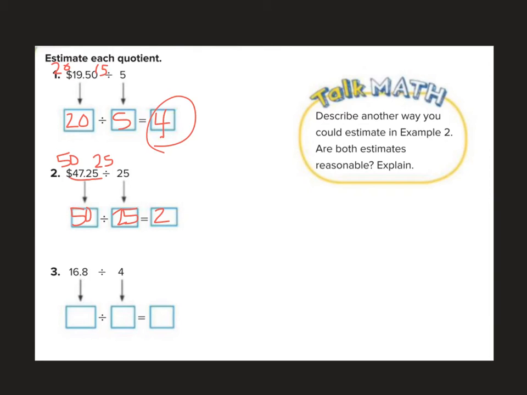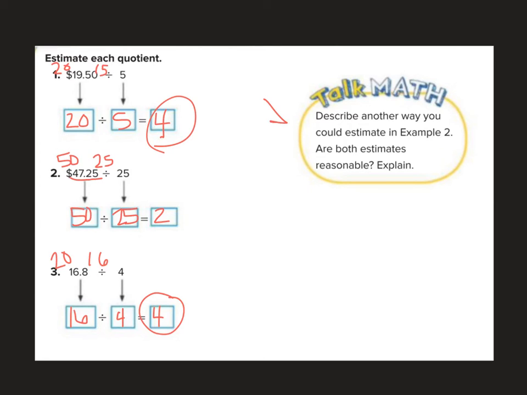16 and 8/10 divided by 4. 4, don't mind 4, okay? 4 is going to have me between 16 and 20. So now if we ask ourselves, is 16 and 8/10 closer to 16 or 20? We know it's closer to 16. So my estimate should be about 4.